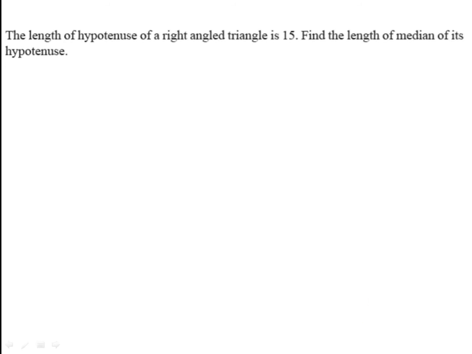Let us have the next question. The length of hypotenuse of a right angled triangle is 15. Find the length of median of its hypotenuse. So first of all, let us have a diagram. So let us consider this as a right angled triangle. We'll name this as triangle ABC, where the measure of angle B is 90 degree.